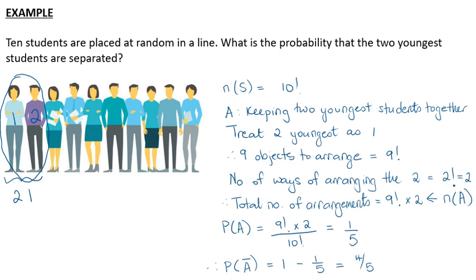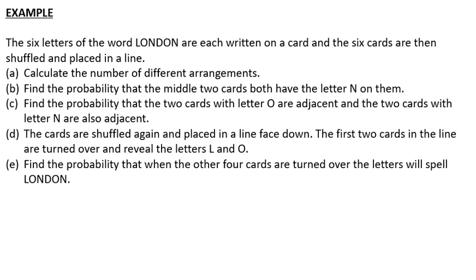And now for the last example. The 6 letters of the word London are each written on a card, and the 6 cards are then shuffled and placed in a line. Calculate the number of different arrangements. So we have London.